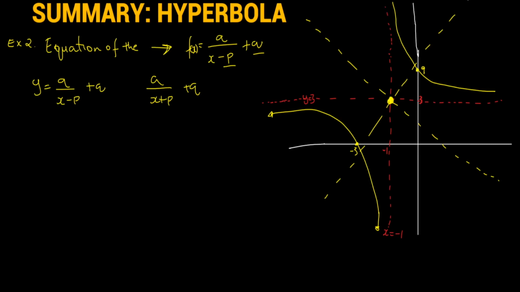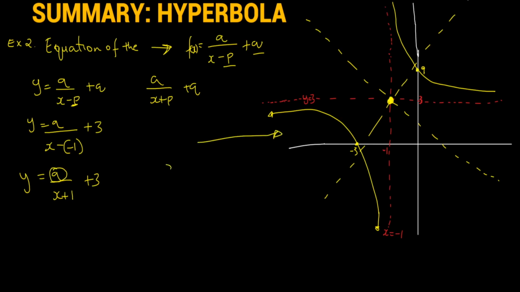So we're going to use this one, and we do not know the value of a. We know the value of p, because the asymptote is minus 1, so the value of p is minus 1, and we put minus 1 here. And then we have the value of q as 3. So it's a over x plus 1 plus 3. Now, how do we find the value of a? You're going to go to your graph and look for a point x, y, any point on the graph, and then you can work out the value of a.